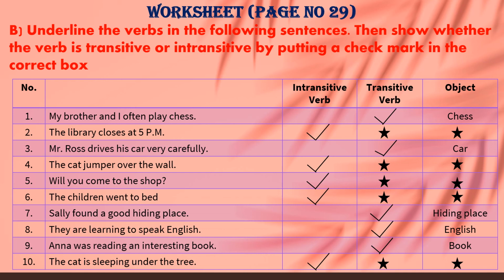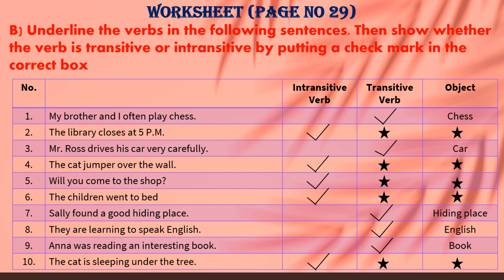When chess is the object, it is a transitive verb because the verb needs an object. The second one: the library closes at 5 p.m. So there is no object. After closes, there is no object. 5 p.m. is showing a time, children. It's not an object. So we ask the question when. When does the library close? 5 p.m. We actually want the answer with what, so it is intransitive and there is no object.